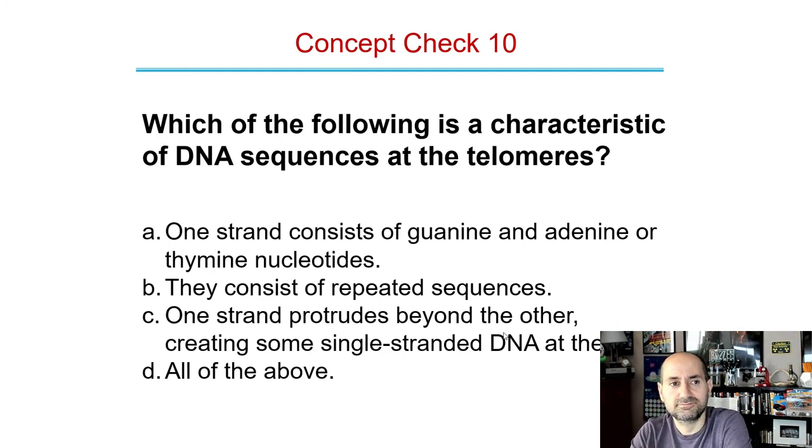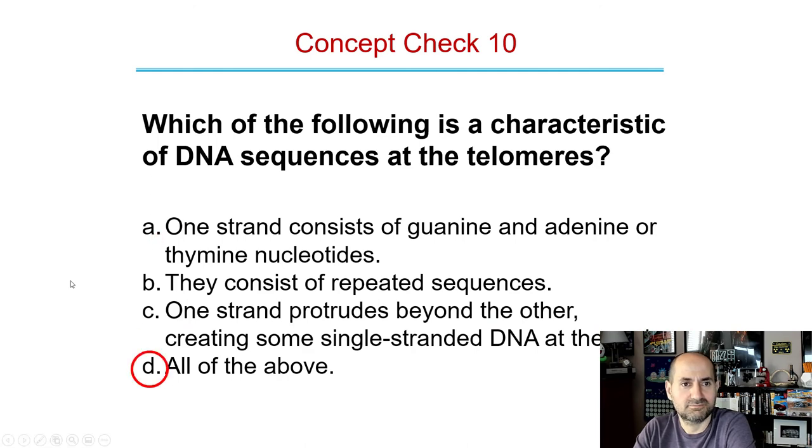Concept check number 10. Which of the following is a characteristic of DNA sequences at the telomeres? We just talked about this. So let's look. One strand consists of guanine and adenine or thymine. Well, actually, they have guanine, adenine, and thymine, but it's not the right order. Technically it's correct because there are A's and T's followed by G's, so that might be right. They consist of repeated sequences. Yeah, repeated A's and T's followed by G's. Yeah, one strand does protrude beyond the other, so I guess it is D. A is kind of worded weird, but it is D. There we go.